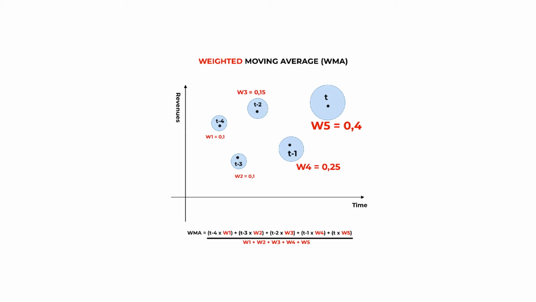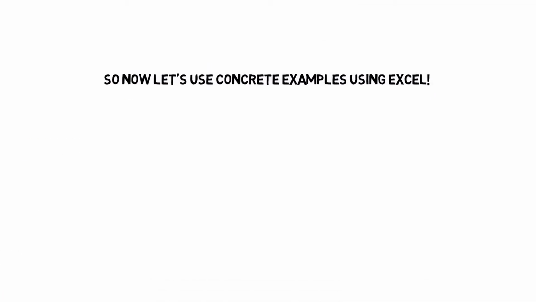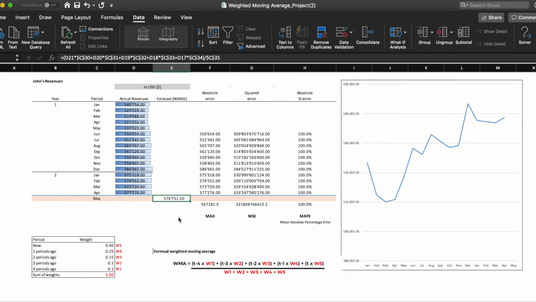So, if we sum up the combined weights to the corresponding sales value, and then divide it by the total amount of weights, we have the formula for the weighted moving average. So now let's use concrete examples on Excel. Let's have a look at your company, John.